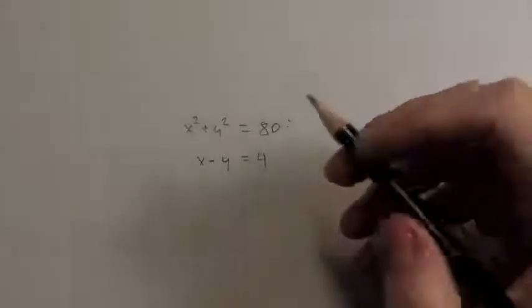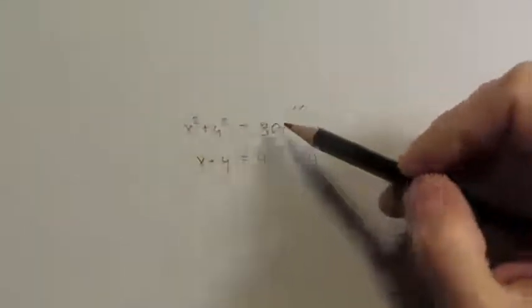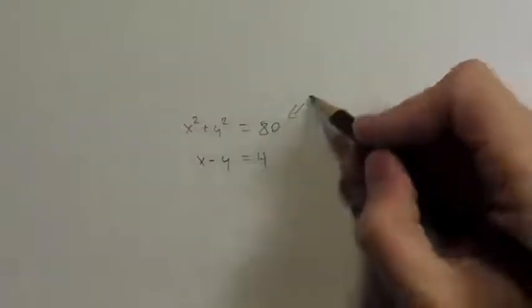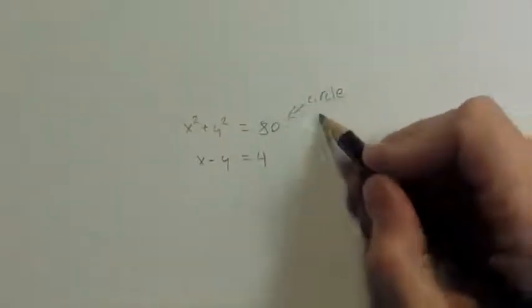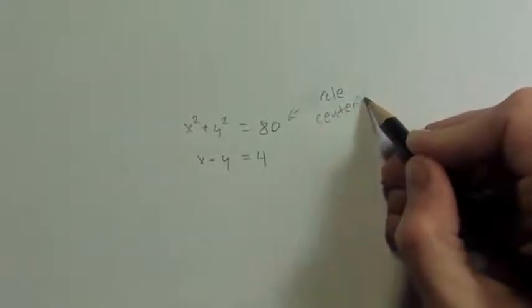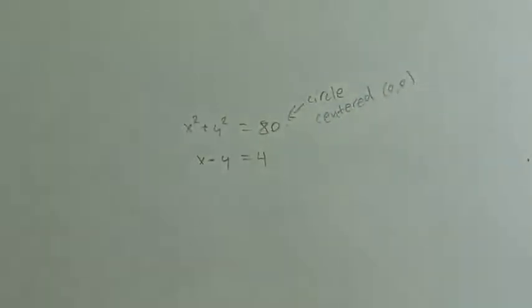So let's talk a little bit about what's going on when we solve these systems of equations. Like we talked about before, with linear systems of equations it was two lines, and they're either going to intersect at a point, or if the lines are parallel they would never cross, or they might be the same line and they cross everywhere. But if you remember back to when we talked about it, this x squared plus y squared equals 80 is a circle, and it's centered at the origin, 0, 0.